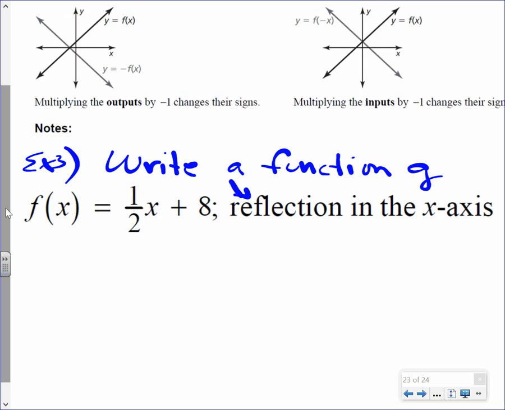So here's f of x. Write a function g of x, in other words, a new function, that takes this function and reflects it in the x-axis.